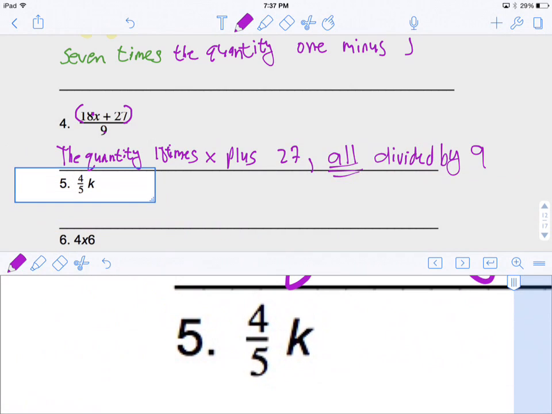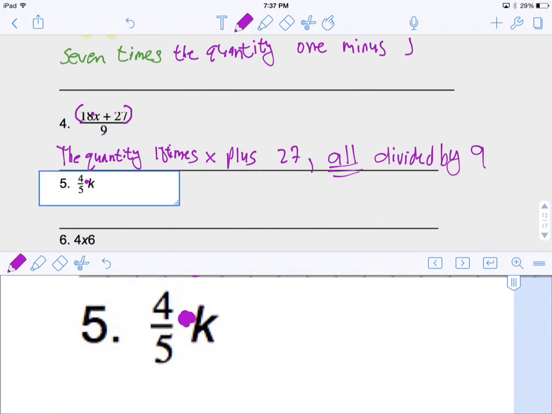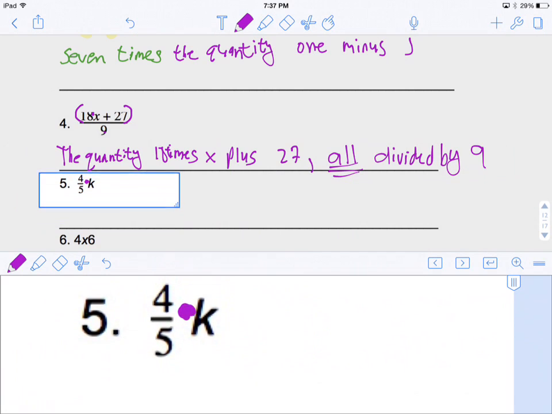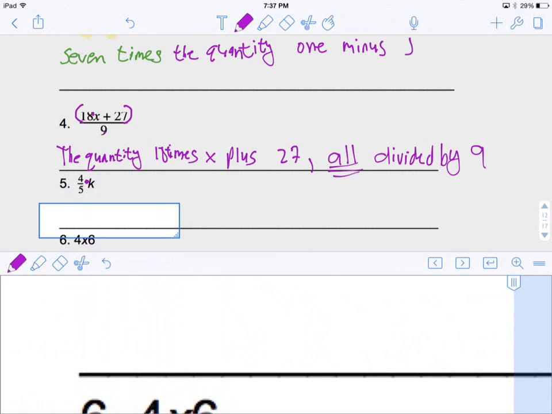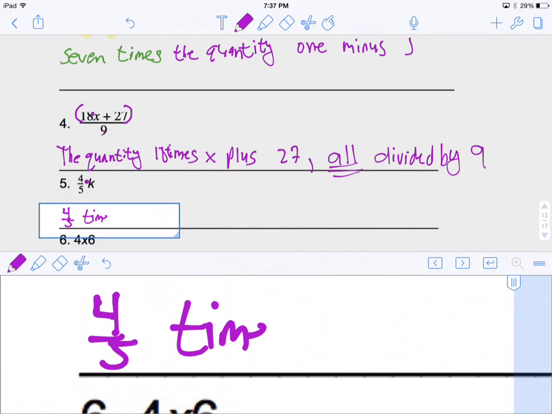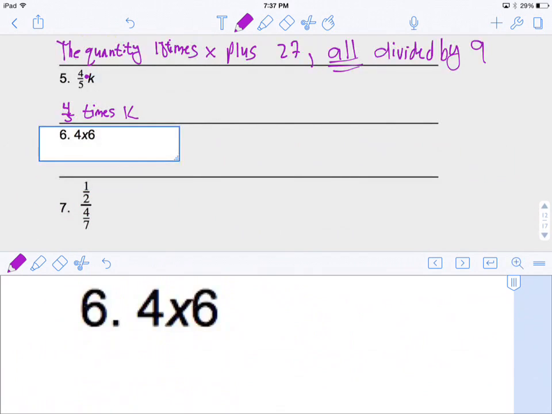This one, we have 4/5 next to a variable k. Well, again, the variables are unknown values, and whenever we have something next to something else, we know that we're multiplying. So 4/5 is a fraction. We could say this in a couple ways. We could say 4 divided by 5 times k, or I'm just going to say 4/5 as a fraction times k.